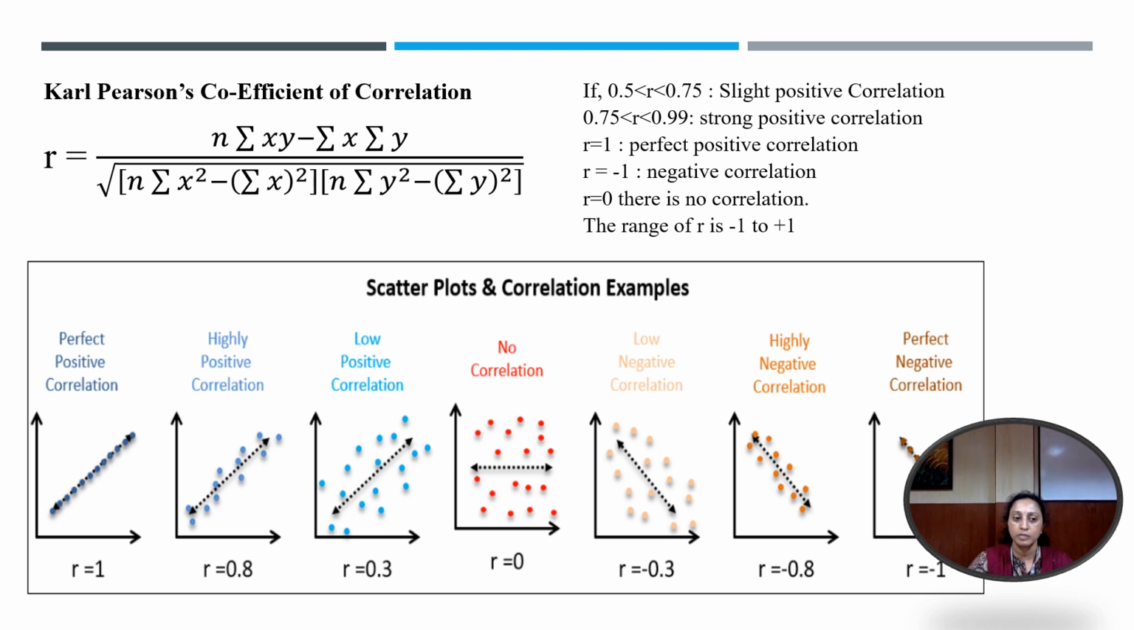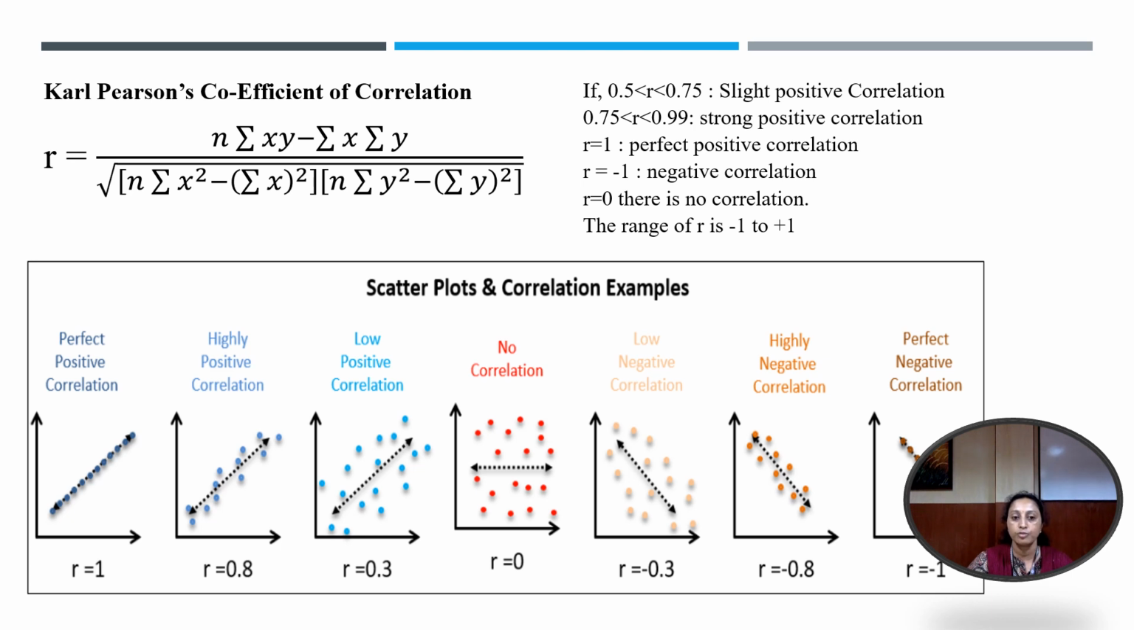Every time it is not possible to analyze the relationship between two variables with the help of a scatter diagram. Hence, Karl Pearson gave a mathematical formula to measure the correlation between the two variables, and this formula is called the Karl Pearson coefficient of correlation.